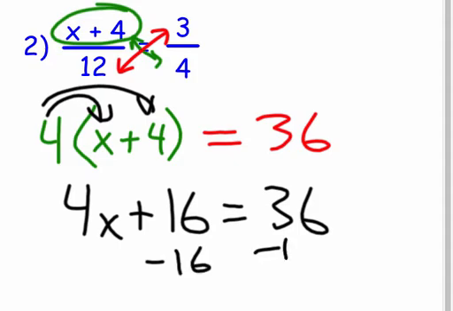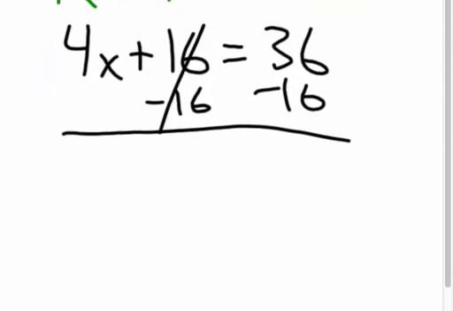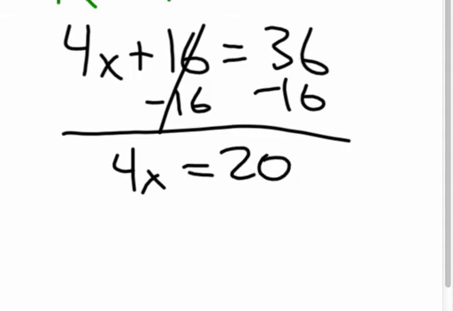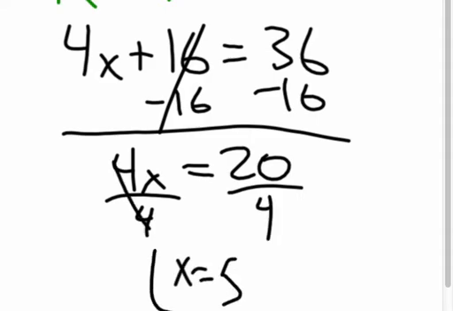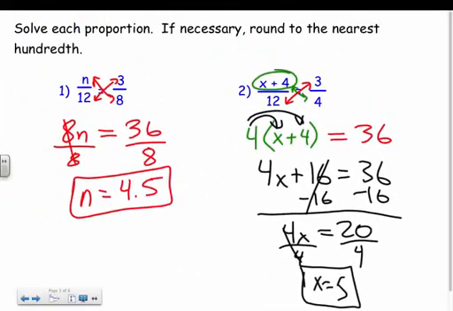So subtract 16 from both sides. And we bring down our 4x, bring down our equal sign, and 36 minus 16, and divide by 4. So x equals 5. Done. All right, so do not forget to distribute.